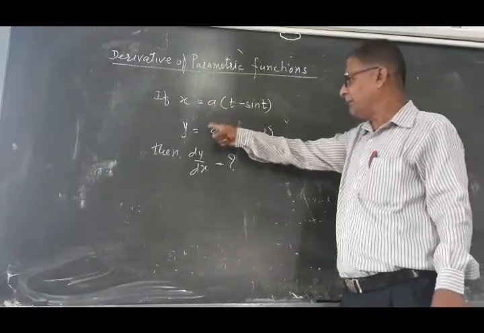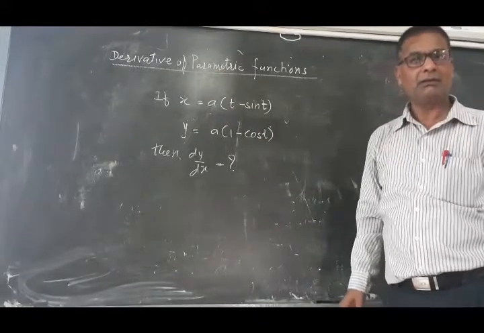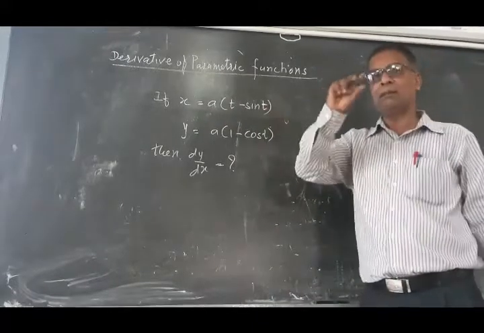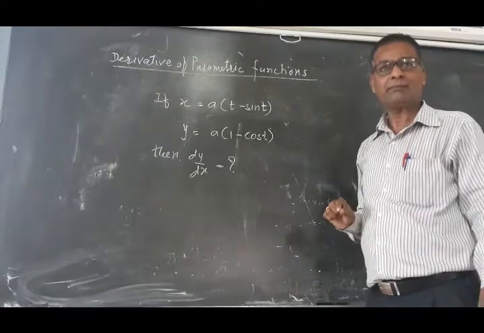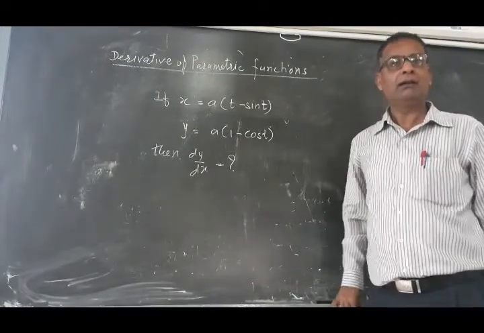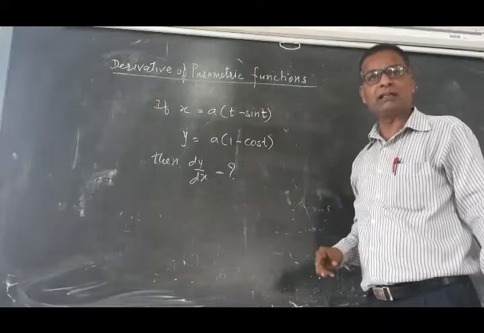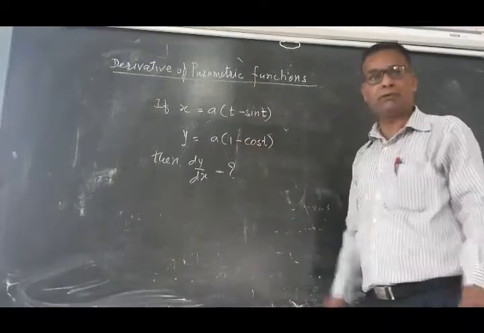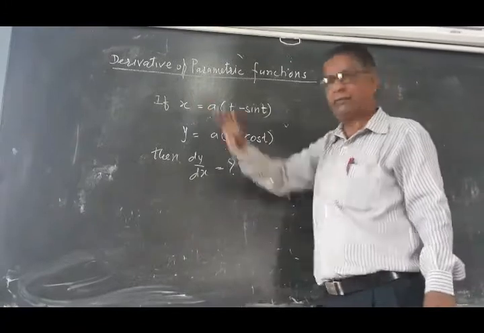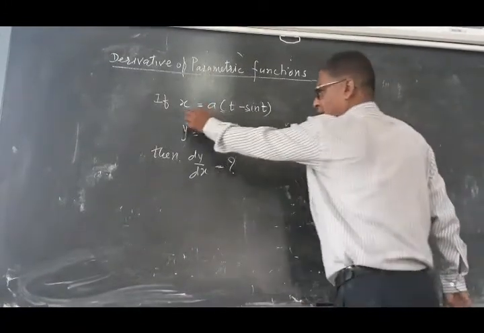Such types of functions are called parametric functions. Parameter means the replacement from one place to another place. Position is different, but the nature of the function is the same. So here we have taken that function with respect to t, this function also with respect to t, but the names are different. Now I can take the first function in this way.